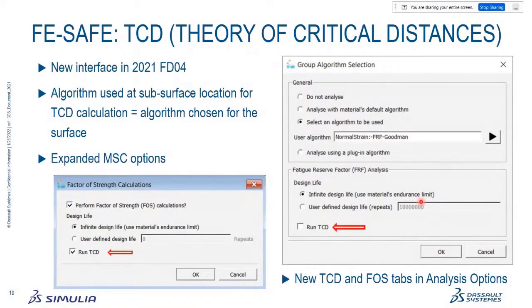We introduced a new theory of critical distances, or TCD interface. It's much more general now, much more flexible. You can use almost any of our algorithms. And when we do the calculations at the TCD subsurface locations, we use the exact same algorithm that you used at the surface. This makes it way, way easier to compare your surface predictions with your subsurface TCD predictions.